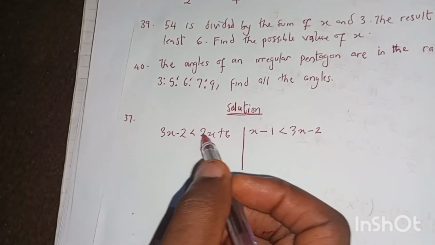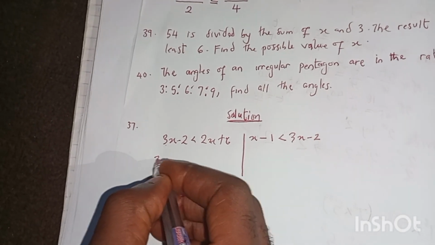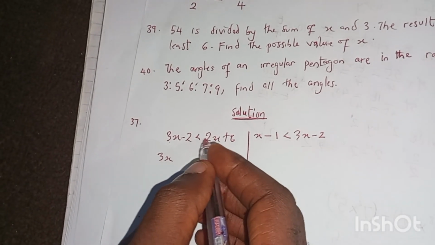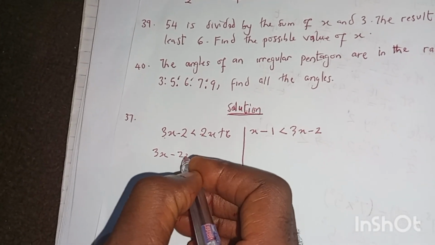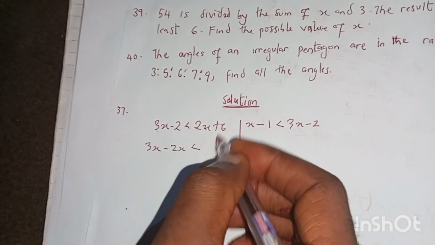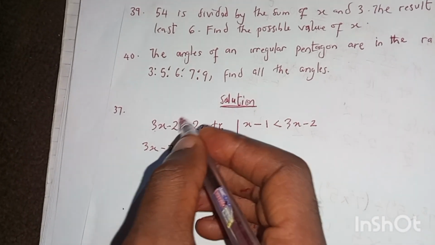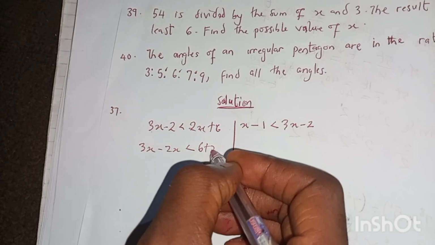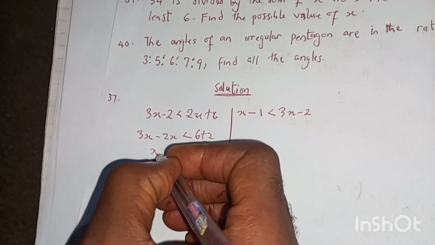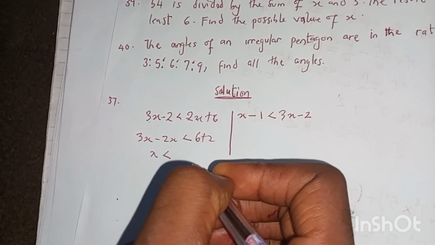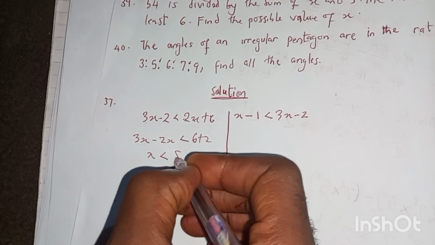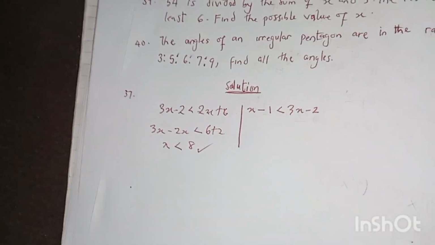You collect like terms. Okay, so 2x goes to this side. I'm having 3x. Normally there's a plus here, it becomes minus 2x, right? Less than, I have 6 here already, minus 2 is going to meet it, it becomes plus 2. So 3x minus 2x is going to be x, less than 6 plus 2 is 8. So that's the answer to this one.